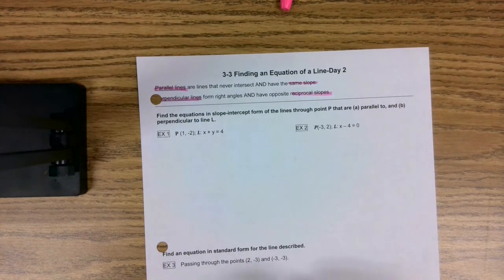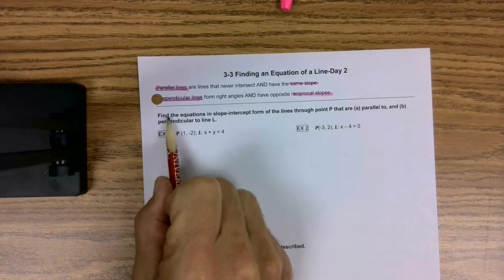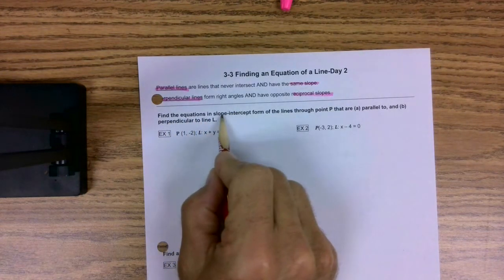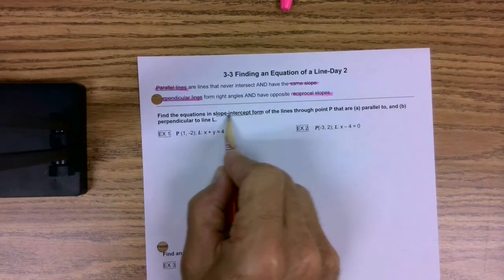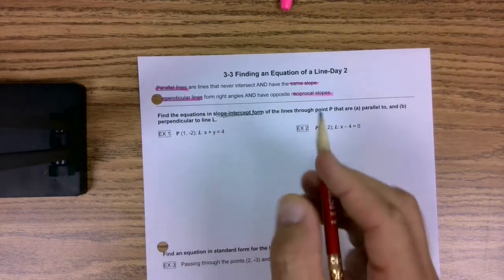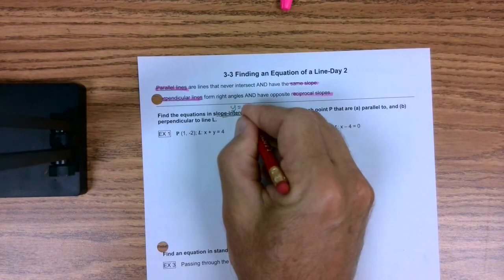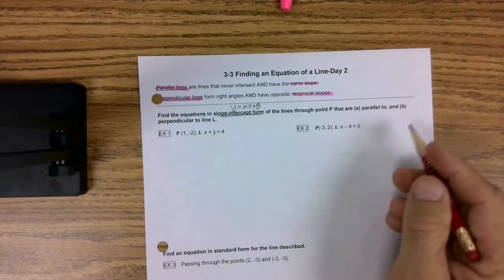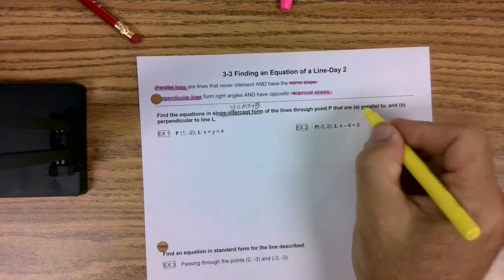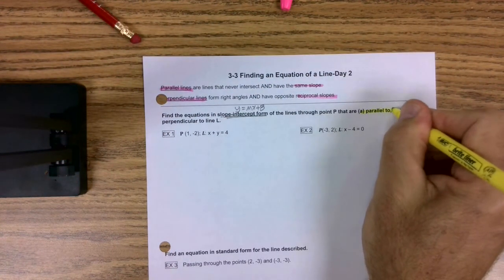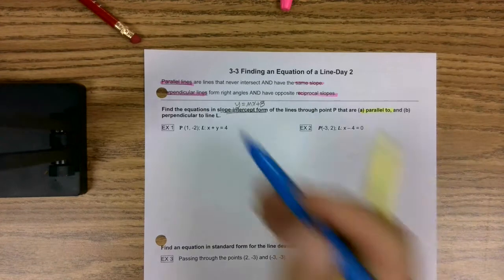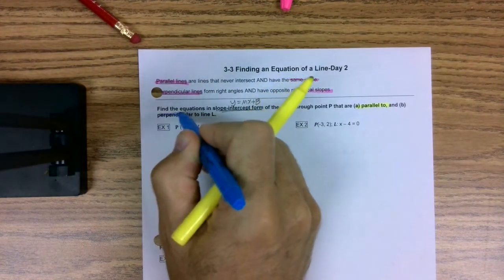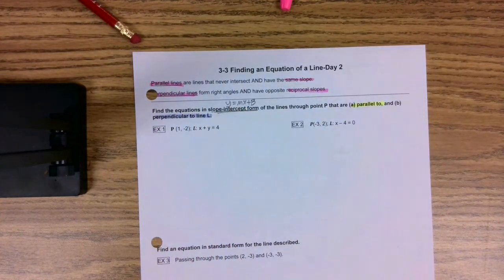All right. So now look, it says find the equations in slope-intercept form. Thank God. So that means we can be done once we get it into y equals mx plus b. But notice there are two parts to this problem. Parallel to and perpendicular to line L.